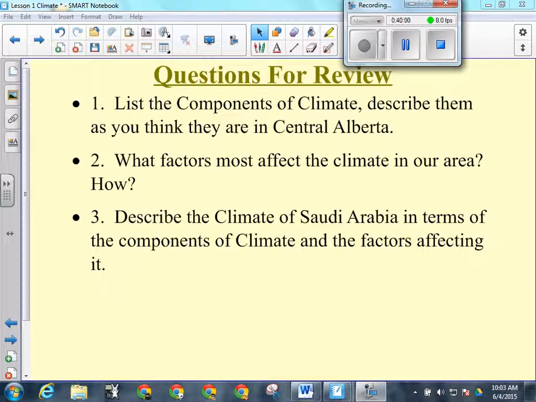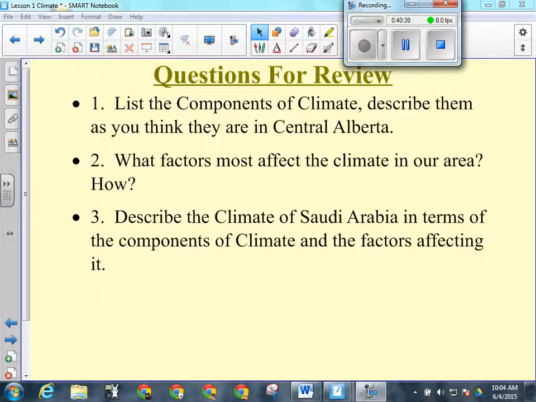One other factor, really big for us: mountain barriers. In fact, I'd even say that it might be bigger than our altitude. The mountain barriers give us Chinooks. They control really our precipitation. They cause our prevailing winds. They're huge. Literally, obviously, they're mountains. They're big, but they're huge in terms of how they affect our climate.